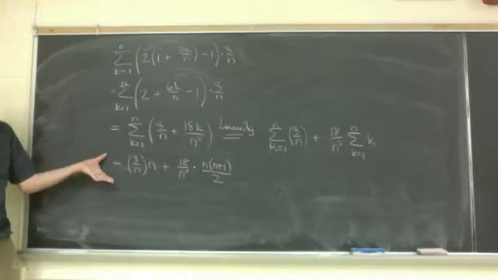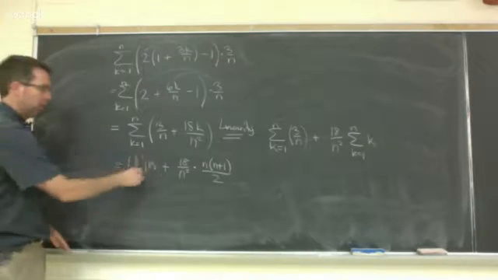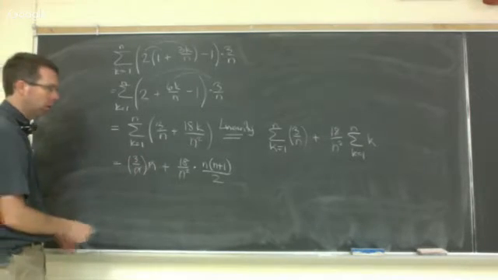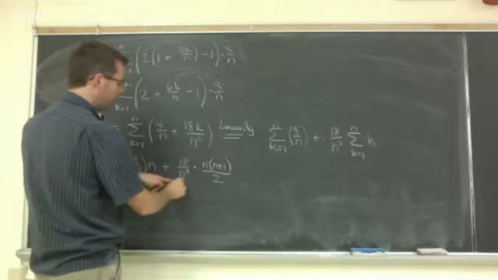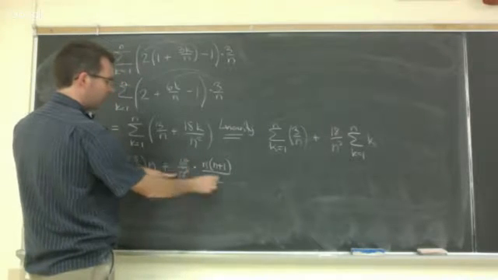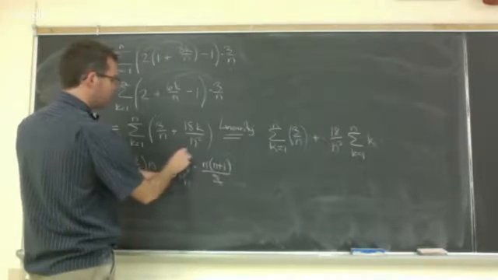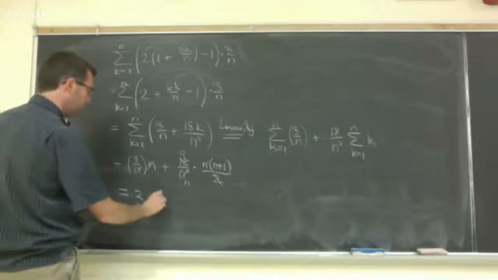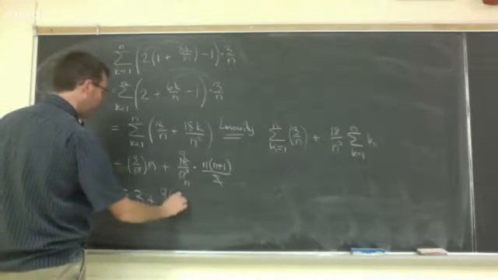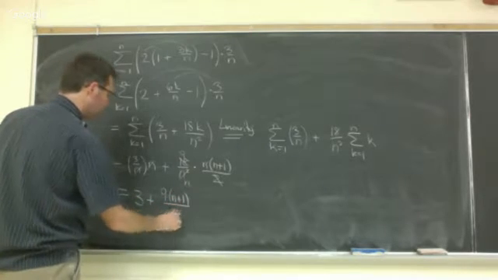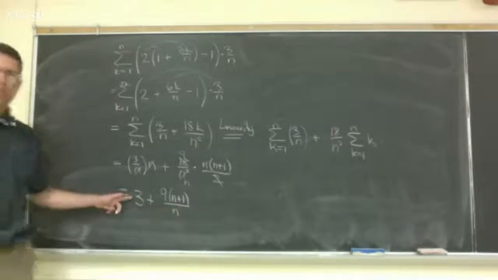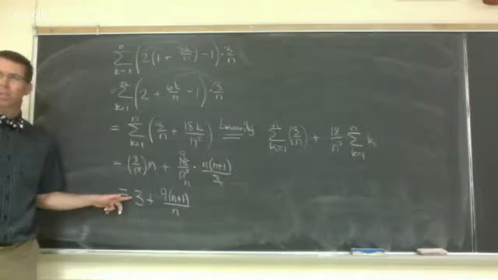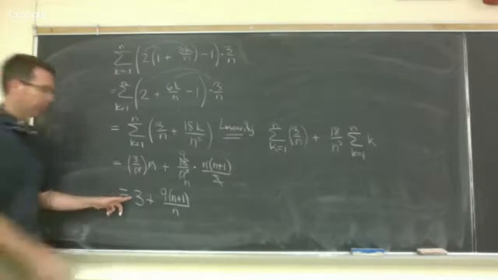Now we could simplify it slightly. The n's here cancel. One of the n's here cancel. And the 18 over 2 simplifies to just 9. So I get 3 plus 9 times n plus 1 over n. This is the answer to the first part of the question. It's the value of the sum.